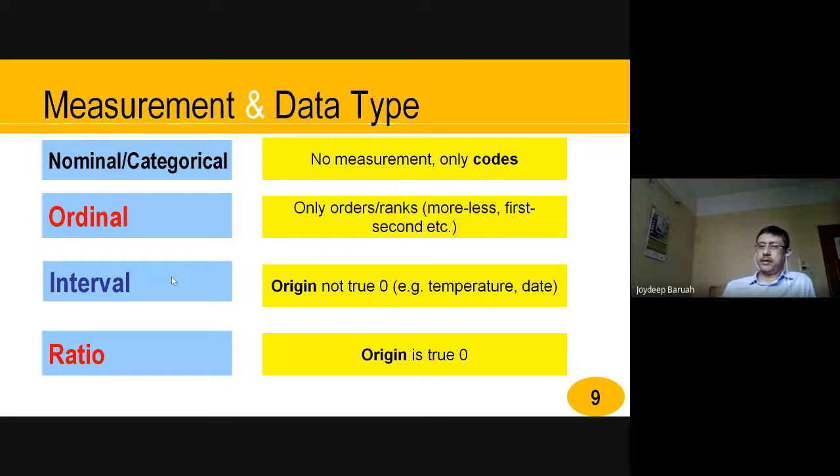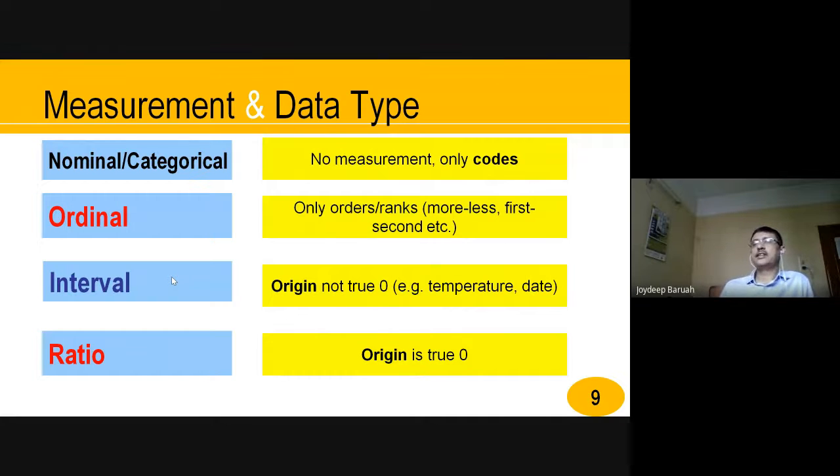All right, but suppose temperature does not start from 0. If we have a 0-degree temperature, that does not mean there is an absence of value. 0 temperature is also a temperature. Whereas 0 income means you do not have any income. So 0 has a meaning in ratio scale, that you do not have the value. But in interval scale, the 0 is not the origin. It will not start from 0, but from something else.